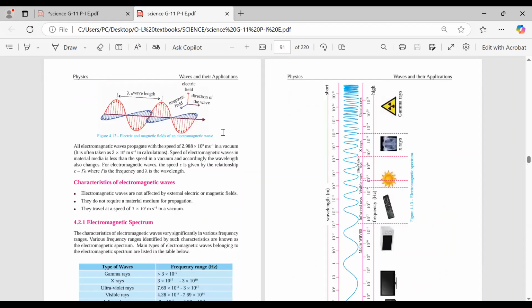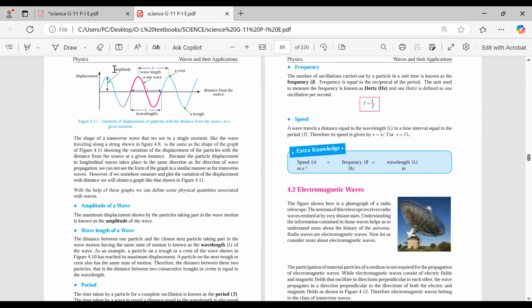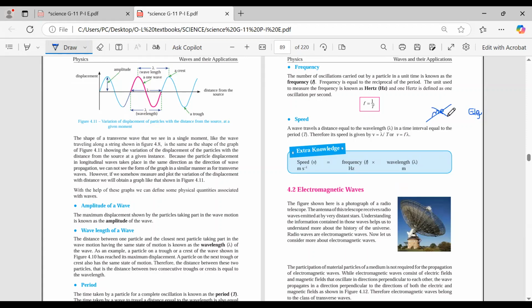Okay, right. So we'll start the electromagnetic waves. As I have told you all in the last class, waves are of two types. Either they are going to be mechanical waves or they are going to be electromagnetic waves. Mechanical waves we are done with. So today we are going to learn about electromagnetic waves.